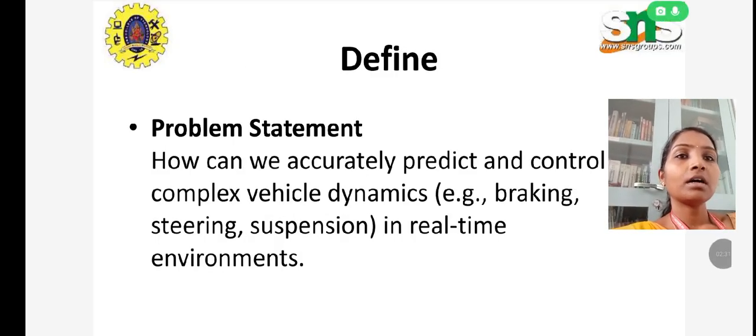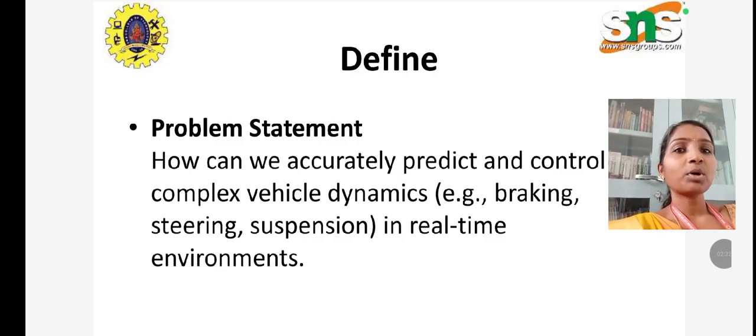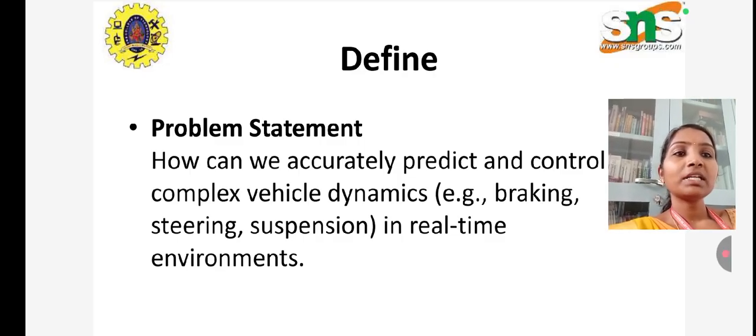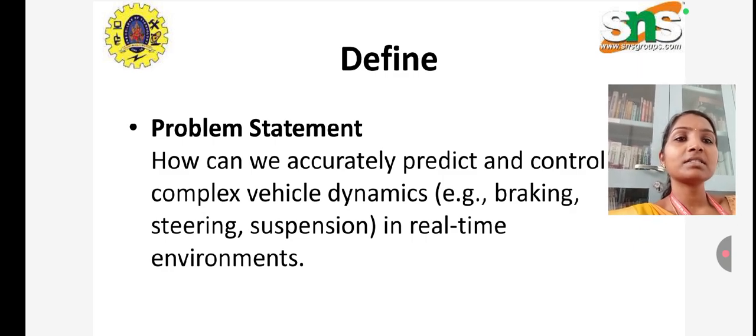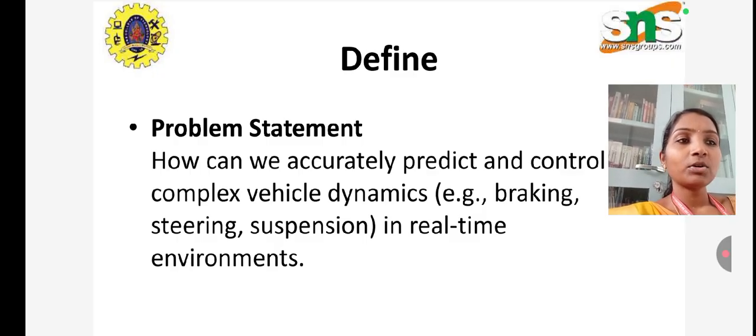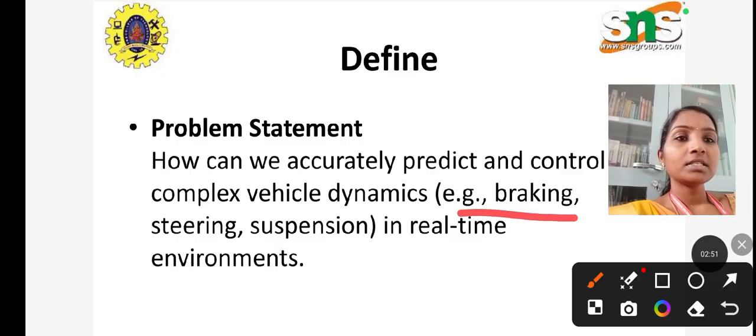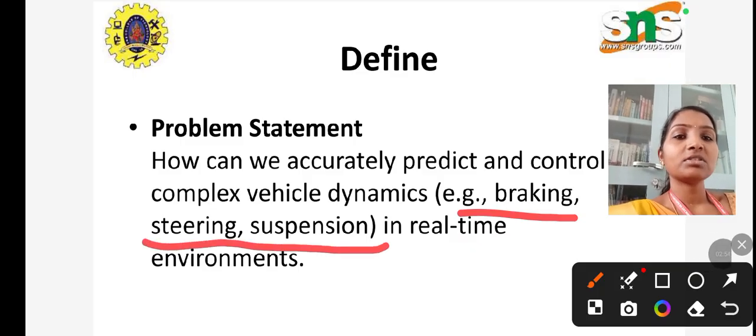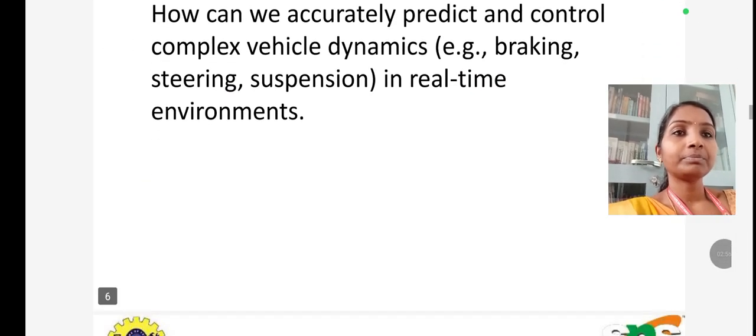So here comes the defining part, which will be the problem statement. How can we accurately predict and control the complex vehicle dynamics, for example braking, steering, suspension in real-time environments? This will be our problem statement as per the empathy part in the design thinking concept. So what is that thing we are going to find? We are going to find the braking system, steering and the suspension system in real-time environments.